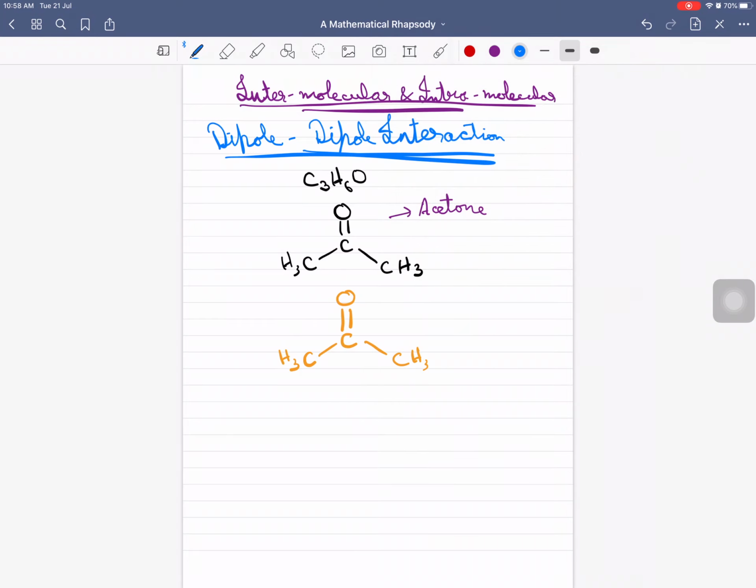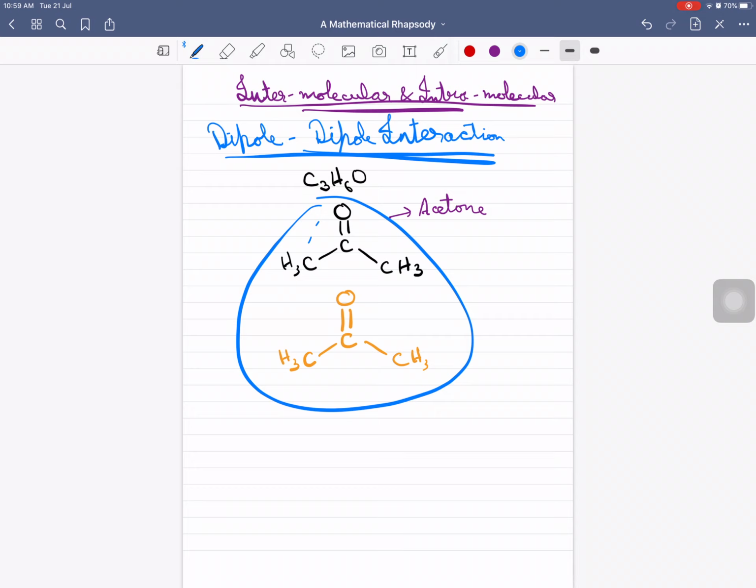Now look here. What happens, as we discussed, carbon has an electronegativity of 2.5, and oxygen has 3.4. So as we saw, the electrons are most probably found around oxygen rather than around carbon, right? So let's see what happens in between these two molecules, right?